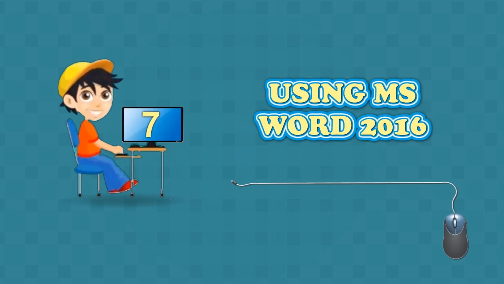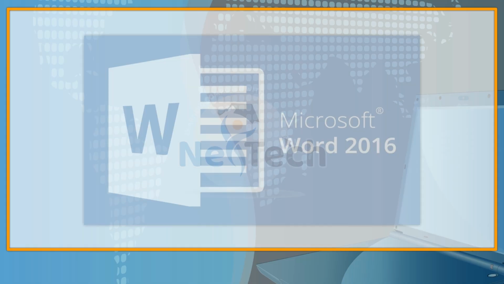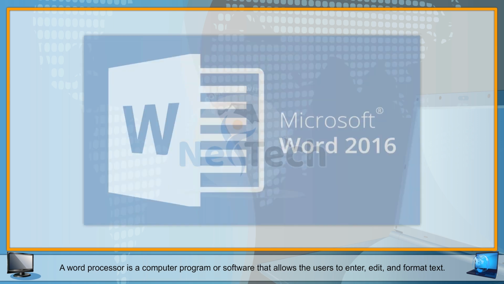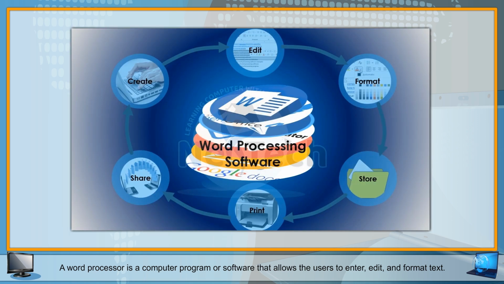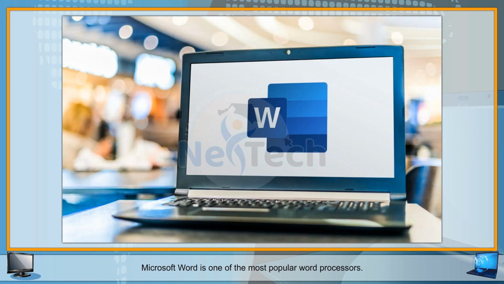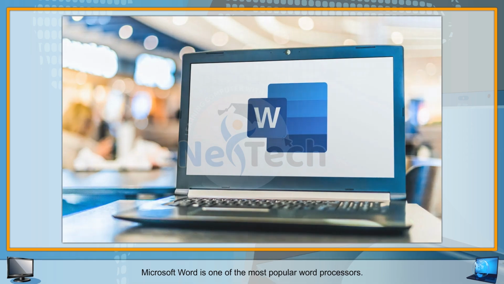Chapter 7: Using MS Word 2016. A word processor is a computer program or software that allows the users to enter, edit, and format text. There are many word processors available, for example, Word, WordPad, OpenOffice Writer, and so on. Microsoft Word is one of the most popular word processors.